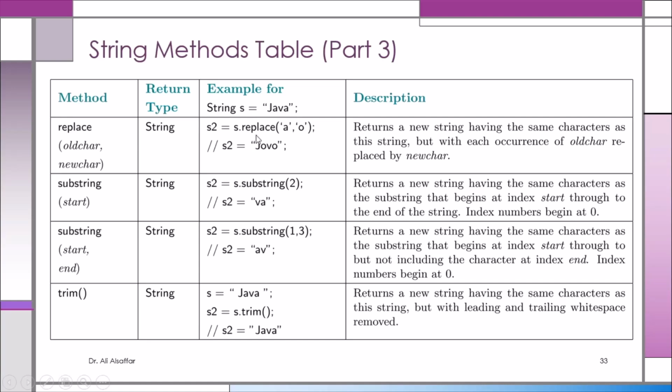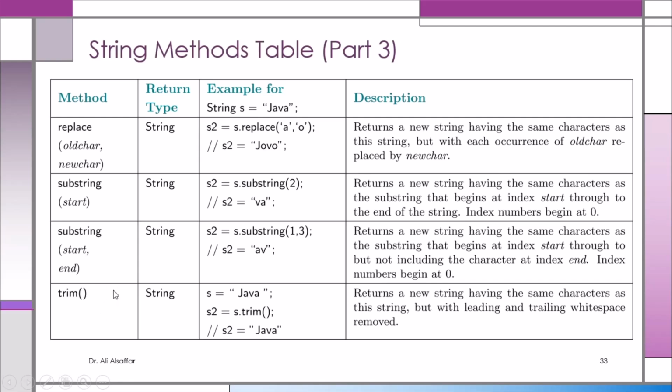If s is equal to Java and you say s.replace, remember that all methods give you a new string. It does not touch the original string. So it's not going to remove A and replace it by O. It will keep this string as it is, but it will generate a new string such that A is replaced by O, so the new answer is JOVO, which is saved into S2. Substring, we have already discussed it.